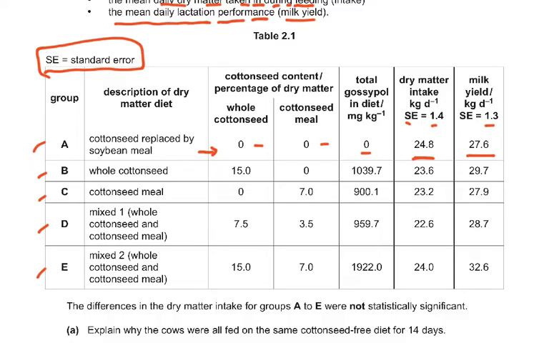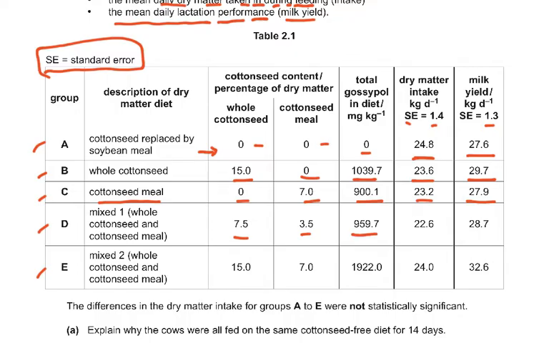Then B was whole cottonseed, 15 was the whole cottonseed, 0 was the cottonseed meal, 1039.7 was the total Gossypol in milligrams per kilogram, and 23.6 was the dry matter, and 29.7 was the milk yield. Then C was cottonseed meal 0, 7.0, 900, 23, 27.9. Then D was a mixed one, whole cottonseed and cottonseed meal. This was 7.5 whole cottonseed, 3.5 cottonseed meal.